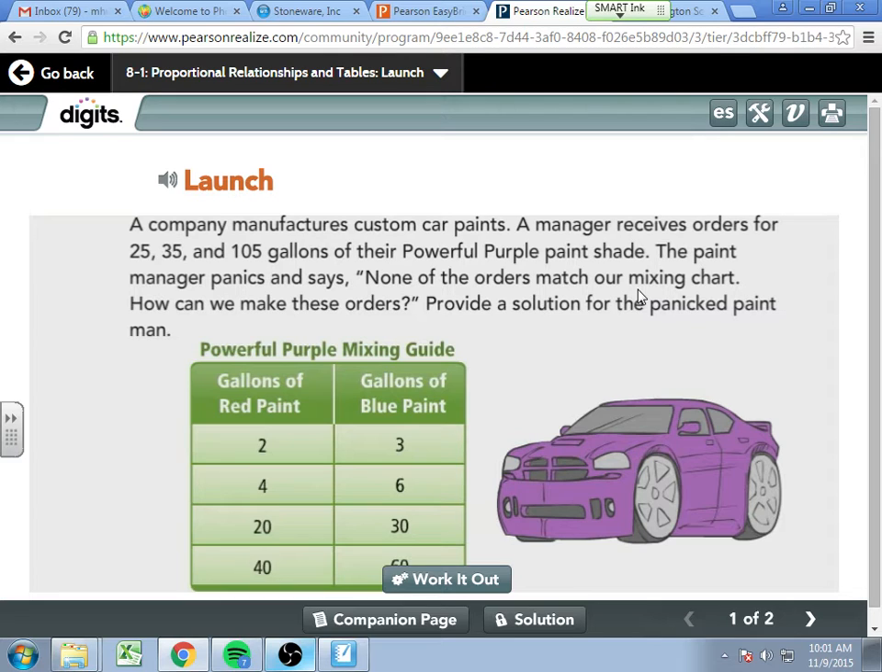But the thing is, when you make a color of paint, and when you mix multiple colors together, let's say I go to the store, and I get a 5-gallon bucket of purple paint. It uses 2 gallons of red and 3 gallons of blue.